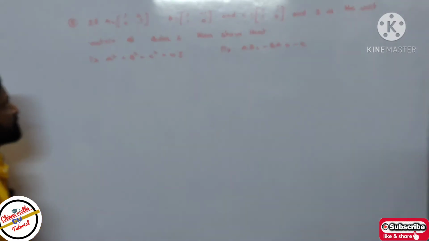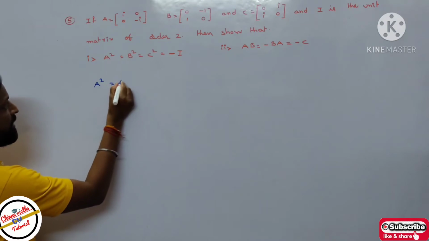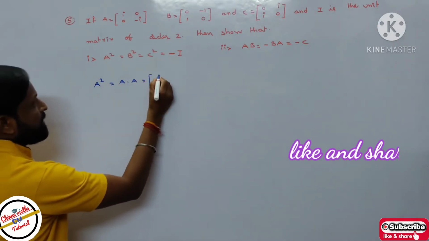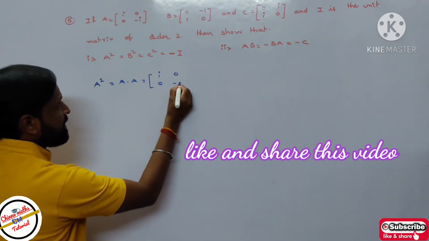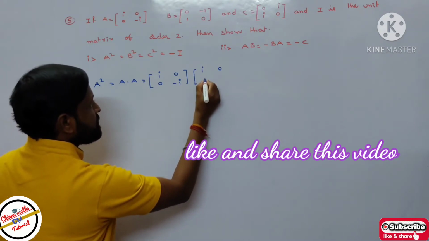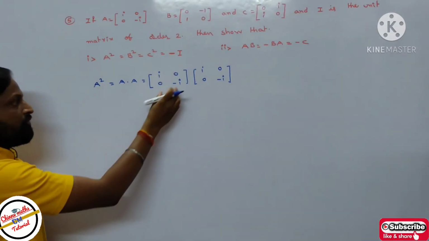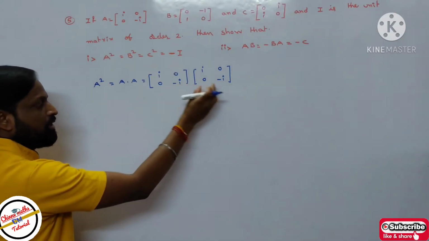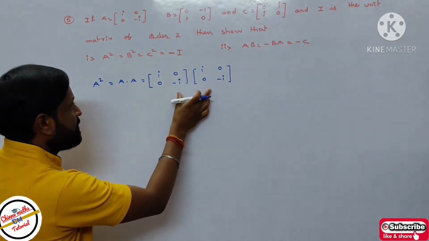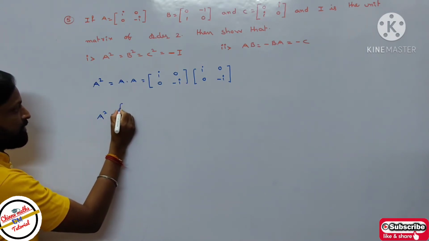So let's see the first question. Before that, first find the A square value. A square can be written as A into A. So A equals [I, 0; 0, -I] into A equals [I, 0; 0, -I]. Both are 2 by 2 matrices. So the number of columns in the first matrix equals the number of rows in the second matrix. The product rule is satisfied. When the product rule is satisfied, then you can write the A square value. A square equal to, write the product.